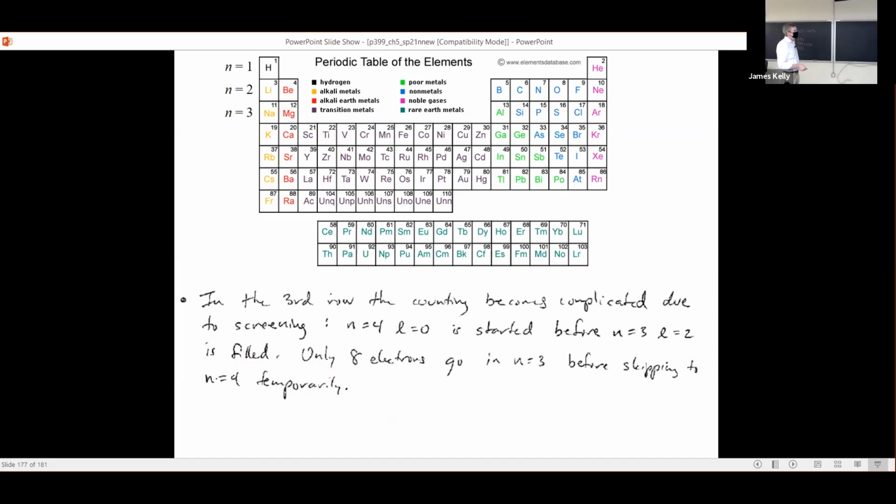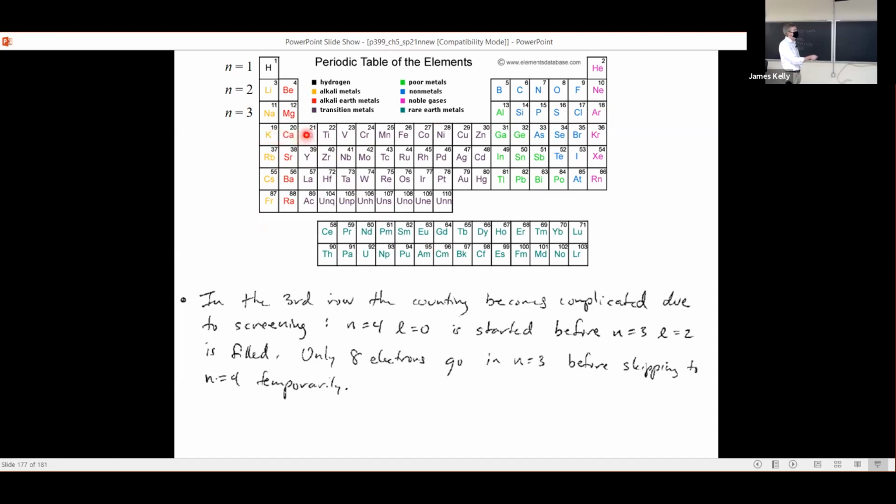So the idea is in the n equals 3 level, there's a lot more than 8 electrons that fit in the n equals 3 level because we should include L equals 2, but we only fill up the L equals 0 and L equals 1 levels. And then we jump to the n equals 4 state and start filling it up with the first couple of electrons. So we fill up, this is n equals 4, L equals 0, these two states.